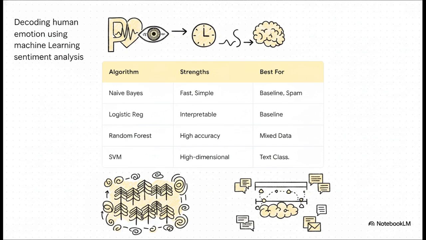Naive Bayes, for instance, is based on probability. Its massive superpower is that it's insanely fast and simple, making it a fantastic baseline to start your project with. Logistic regression is great for straightforward binary classification and is highly interpretable. But if you need something more robust that handles really complex nonlinear patterns, you might step up to a random forest, which uses a whole ensemble of decision trees. Or you might deploy a support vector machine, an SVM, which is incredibly powerful when you're dealing with thousands of unique words across massive data sets.